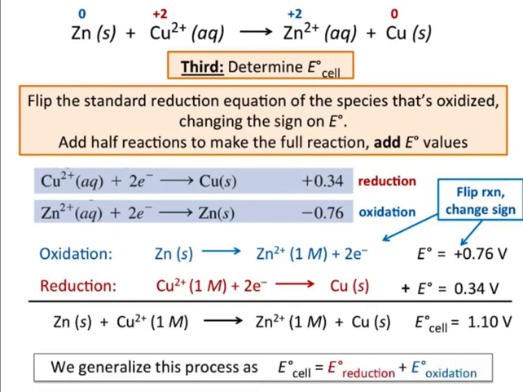So we can generalize this process and say that E naught for the cell is whatever you have for the reduction plus whatever you have for the oxidation. And remember, we list reduction potentials in the table, so to find the oxidation one, you're going to have to reverse whatever reaction is lower on the list.